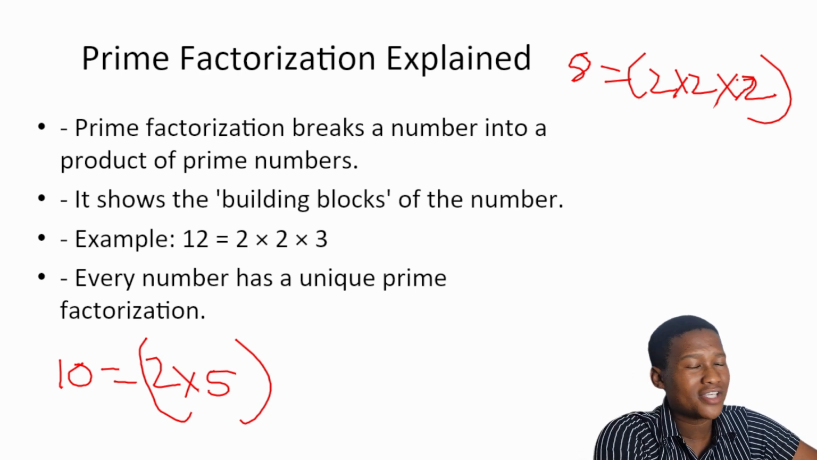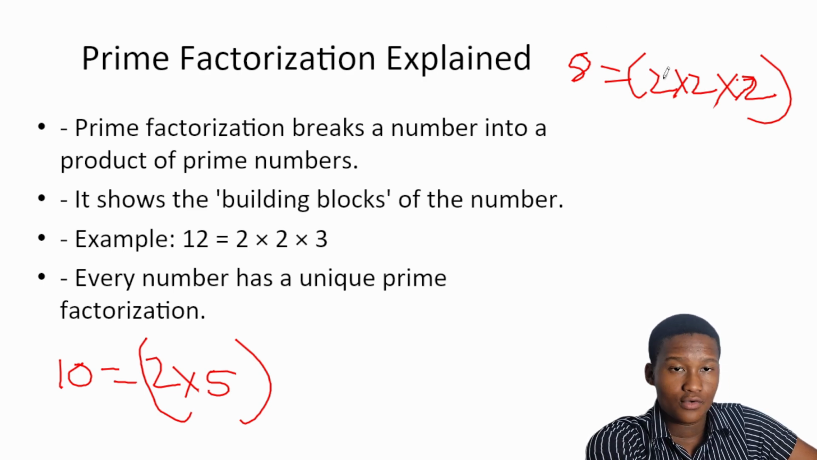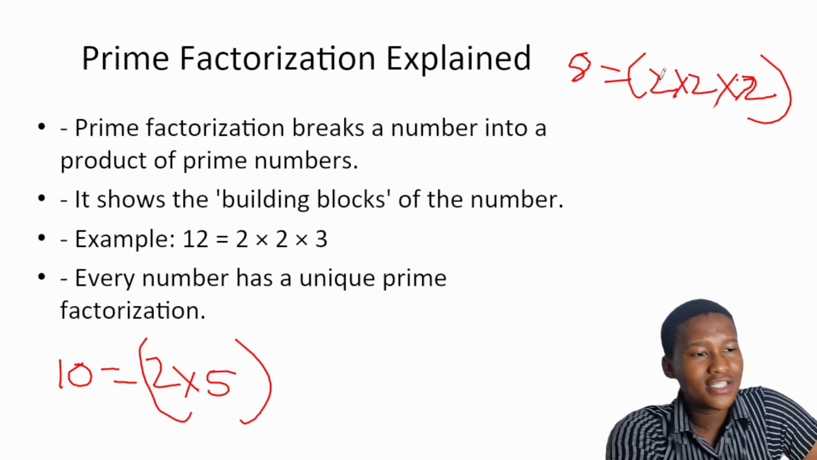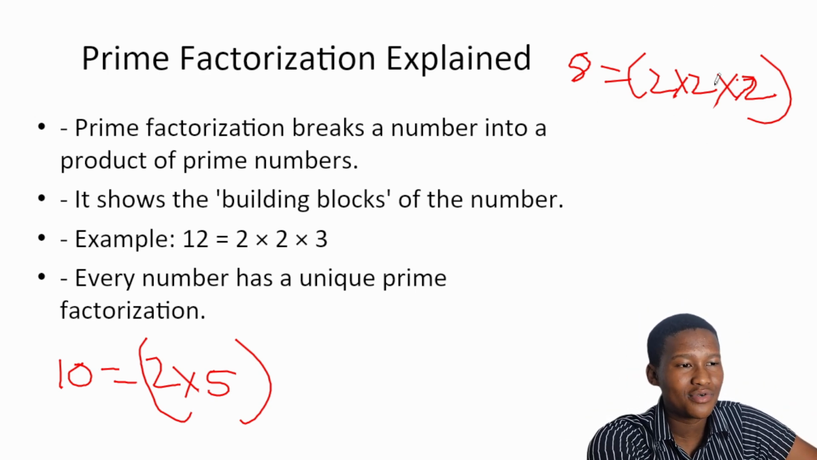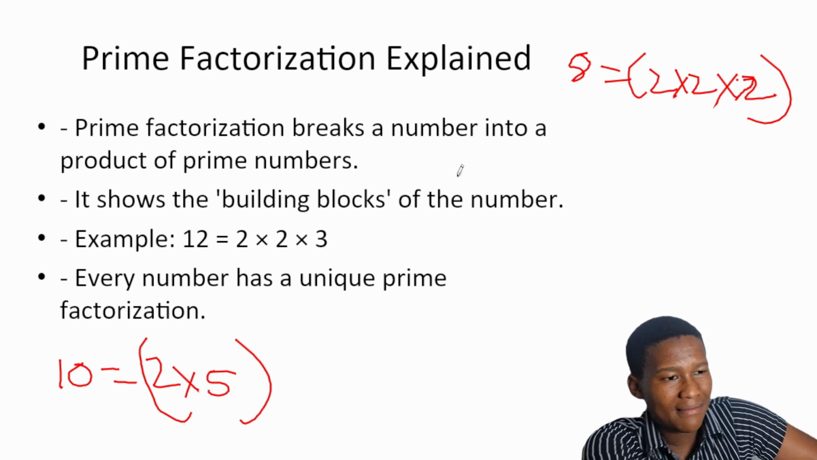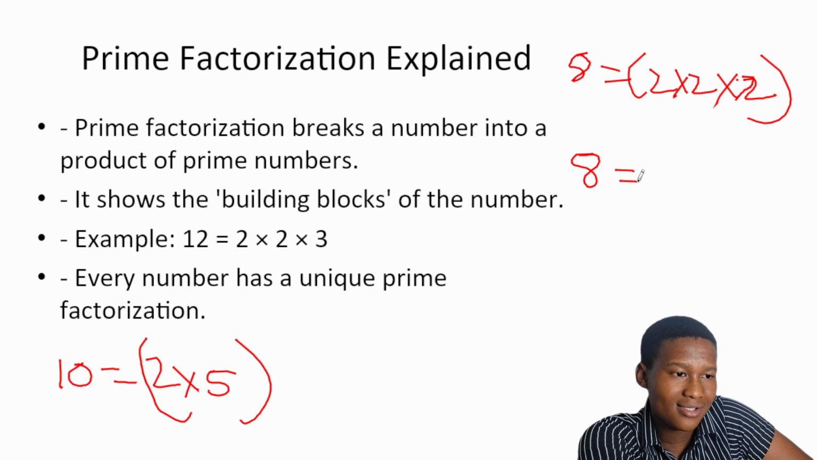Prime factorization, you're just breaking a number into a product of prime numbers. So I broke this into a product of prime numbers. Basically, I asked which prime number multiplied by another prime number multiplied by another prime number can give me 8, which is 2 times 2 times 2. So these in brackets are prime numbers. I can also write it, if you haven't forgotten your exponents, like this.